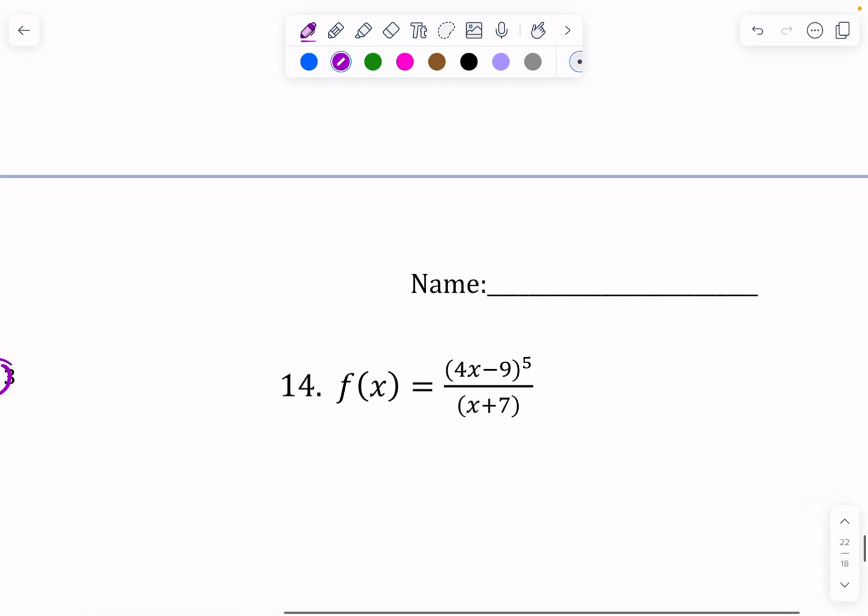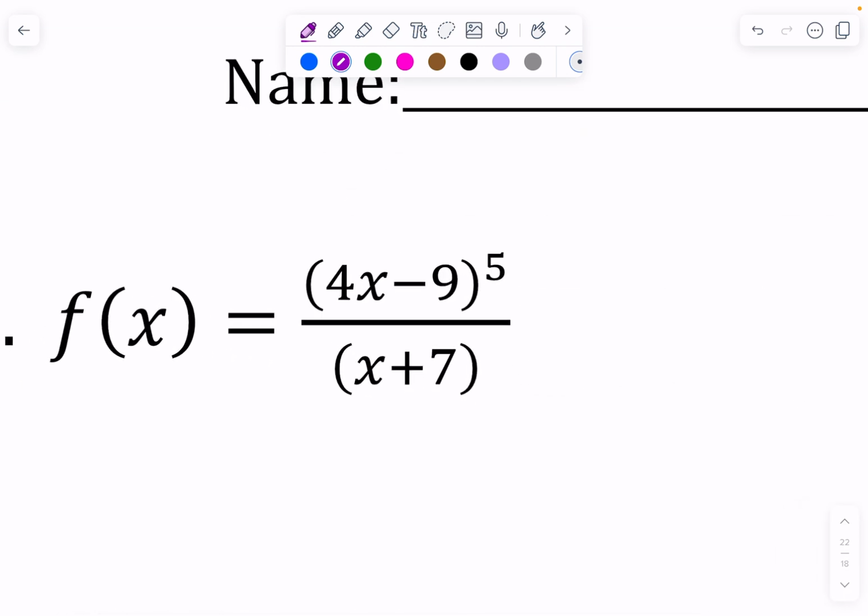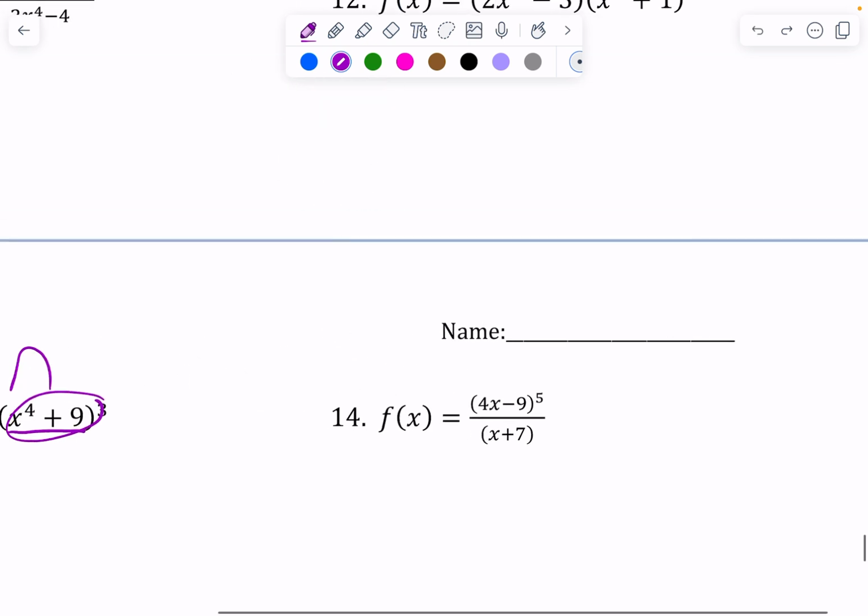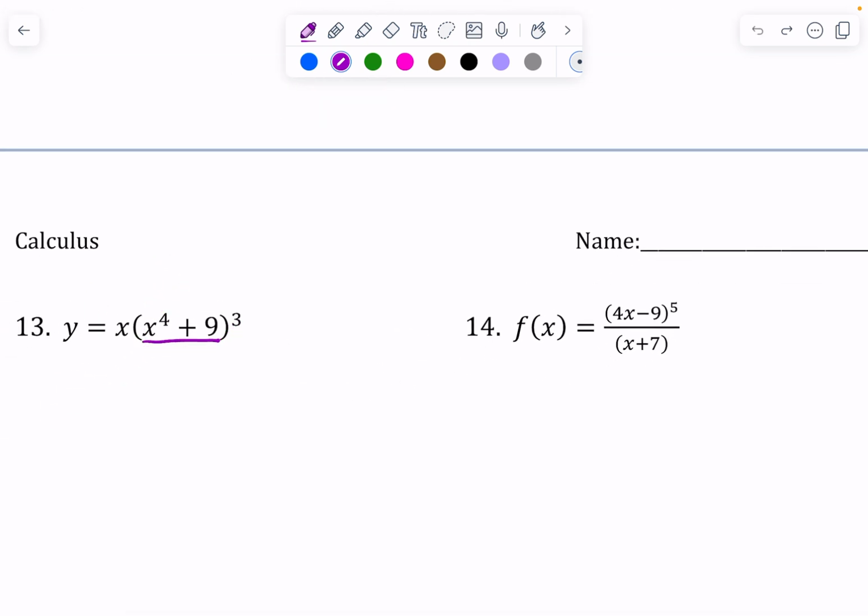All right, here I have a quotient rule, but this is a chain rule. So this is a chain inside of a quotient, right? So we'll talk about how those work and how those operate, and how then they're kind of fun, actually.